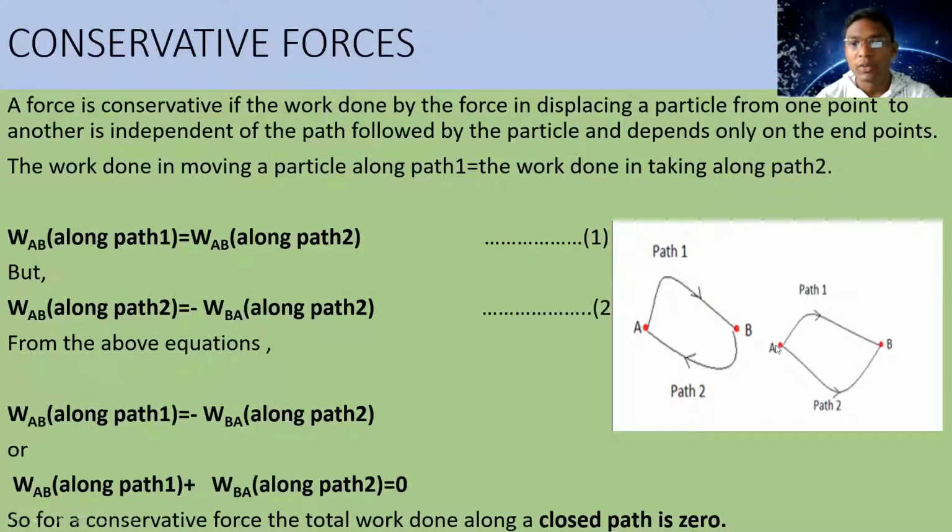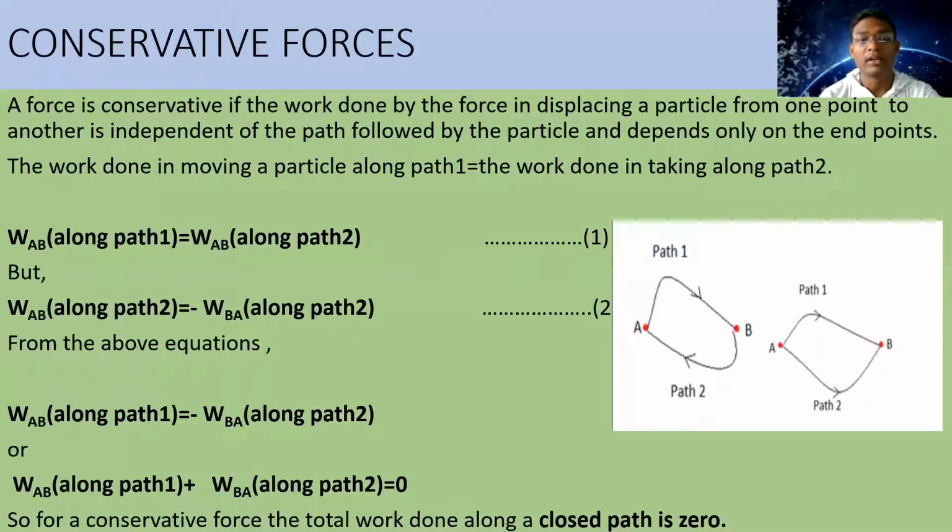Suppose the amount of work done in taking the body from A to B is WAB along path 1, and for this, suppose WAB along path 2. If the force is conservative, according to the condition of conservative force, what happens? The work done will be equal.